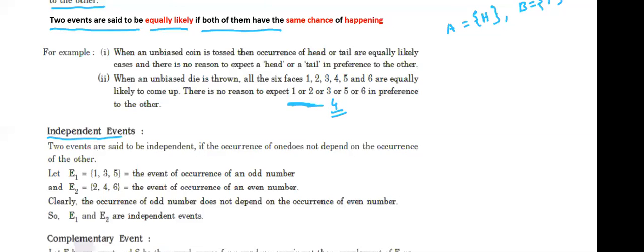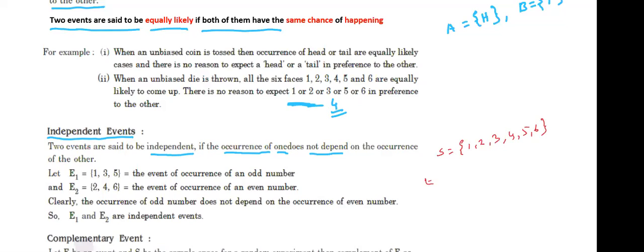Independent events. So what are independent events? Two events are said to be independent if the occurrence of one does not depend on the occurrence of the other. Suppose rolling a die, what are the sample points? Already you know very well: 1, 2, 3, 4, 5, 6.